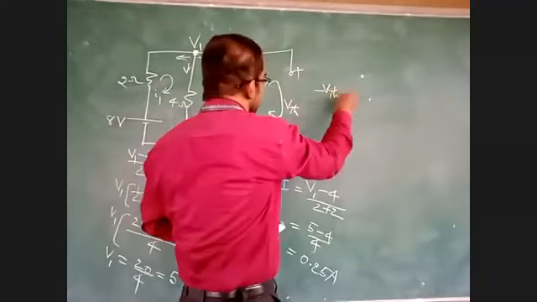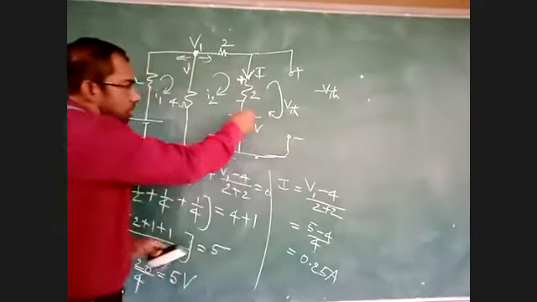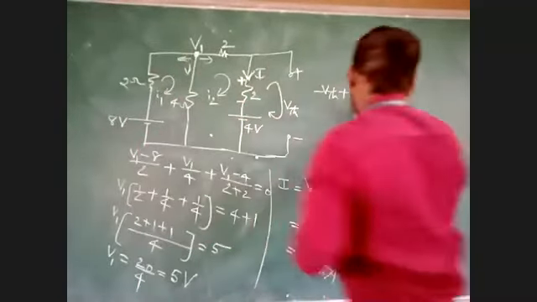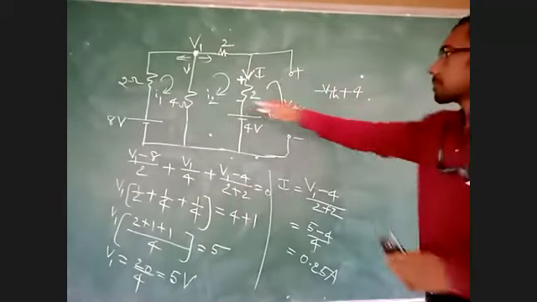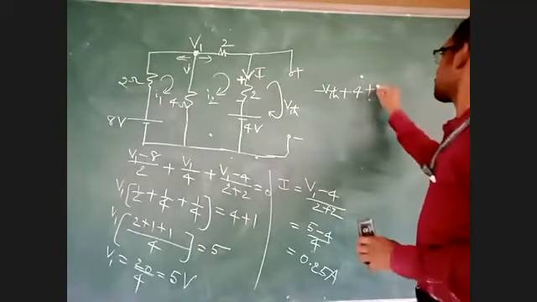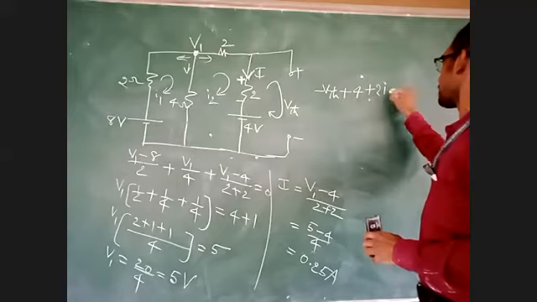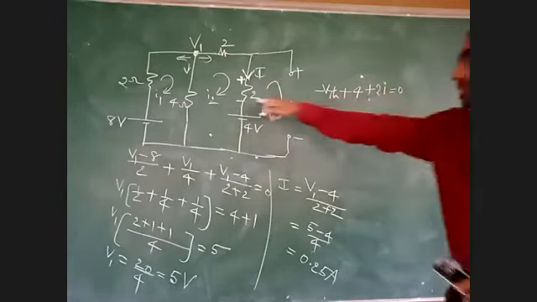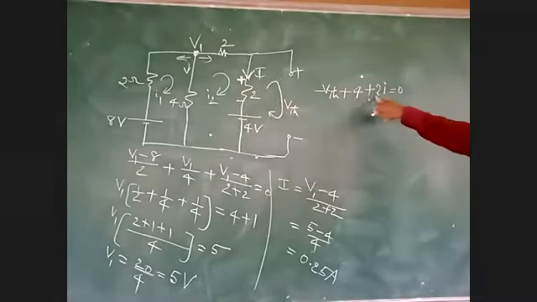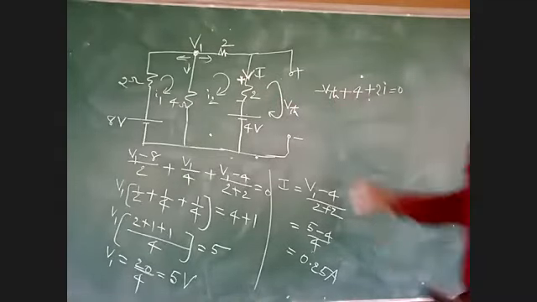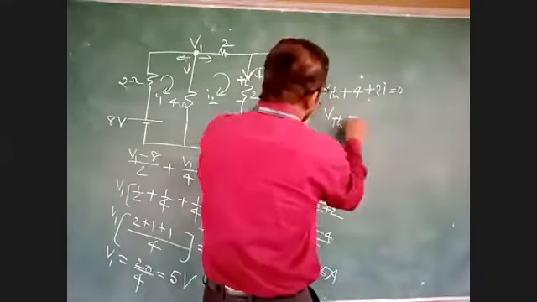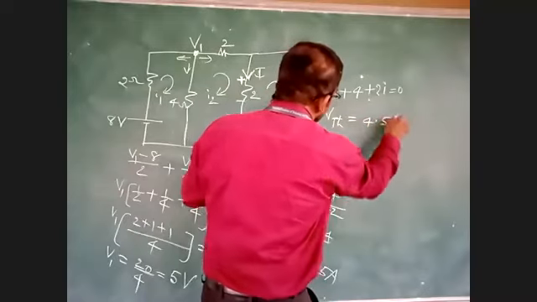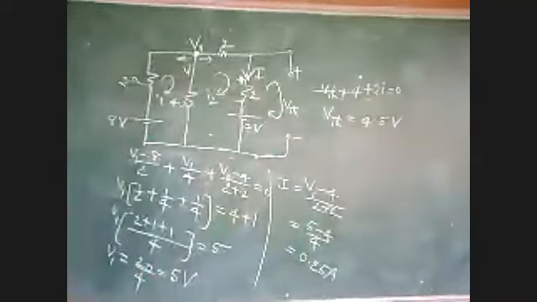Minus VTH minus 2 plus 4 minus 2 plus 2, that is equal to zero. That's why I am determining the current in 2 ohms: if I know the current in 2 ohms, then I can determine VTH. 4.5 volts. How much? 4.5. That is your VTH.